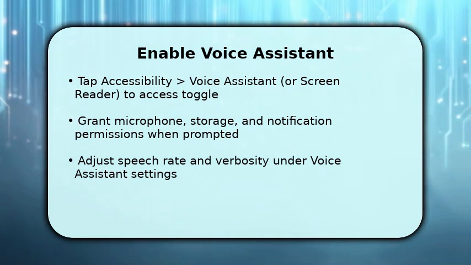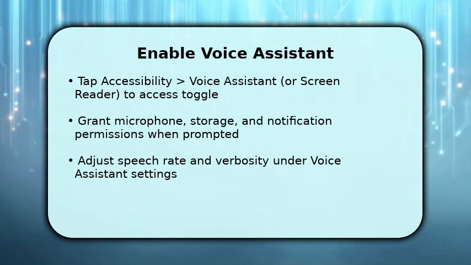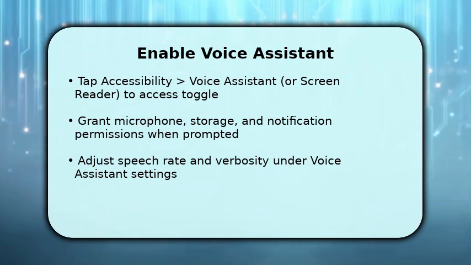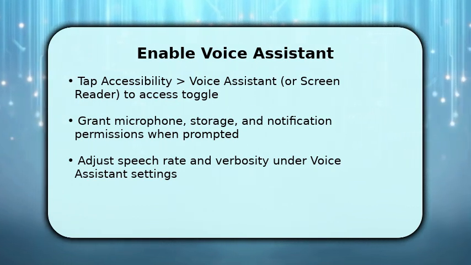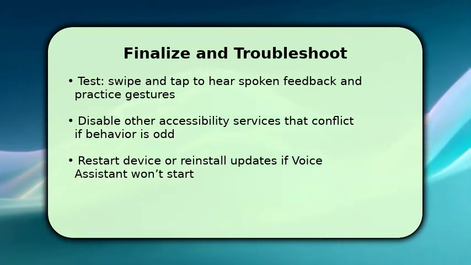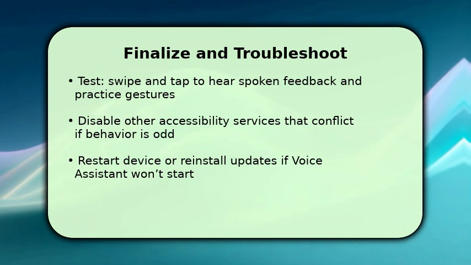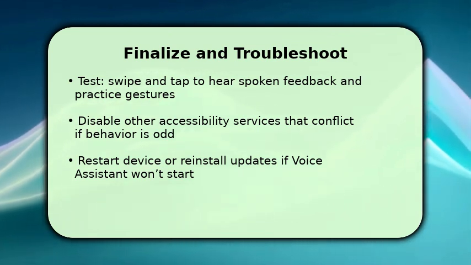Once enabled, use the settings to set speech rate, verbosity, and keyboard echo. These choices control how fast it speaks. Finish by testing gestures. Swipe, double tap, and explore by touch to confirm spoken feedback and navigation behaves as expected. If speech overlaps or gestures act strangely, make sure other accessibility services are off because they can conflict. Disable them and try again.